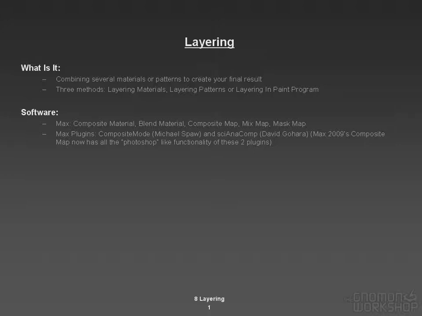There are also a couple of Max plugins, Composite Mode by Michael Spa and Cyanic Comp by David Gohara. These two plugins give you all of the standard Photoshop blend modes inside of Max. Max 2009's composite map added all the Photoshop blend modes that were in these two plugins. However, this map still has a whole bunch of bugs. For example, if you layer two bump maps together, it doesn't properly take the bumps and perform the proper operations on them. So until that gets fixed, I still recommend looking up either Composite Mode or Cyanic Comp.